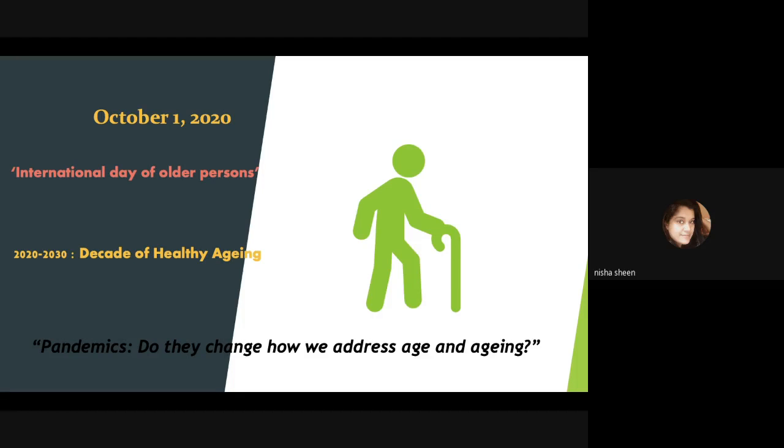As the world is in the clutches of the COVID pandemic since the beginning of this year, policy and program interventions must be specifically targeted towards the existing needs of older adults.